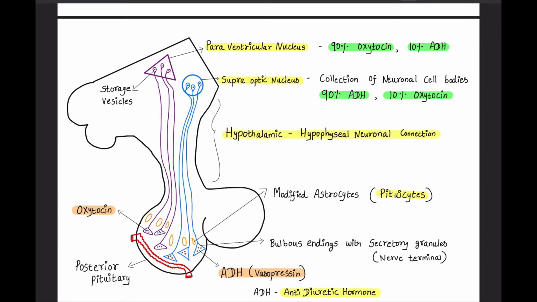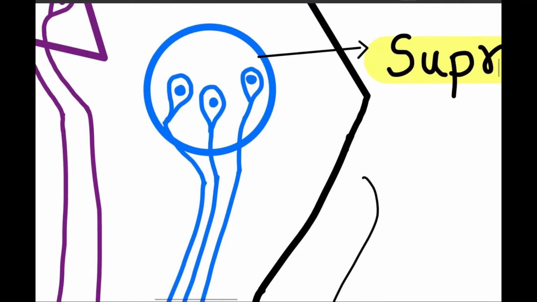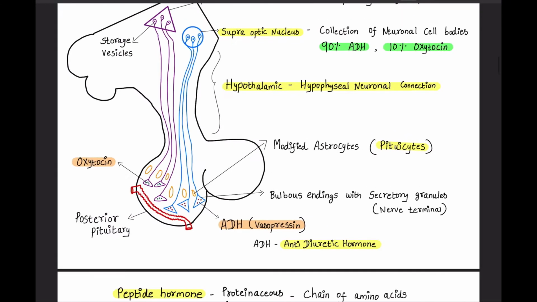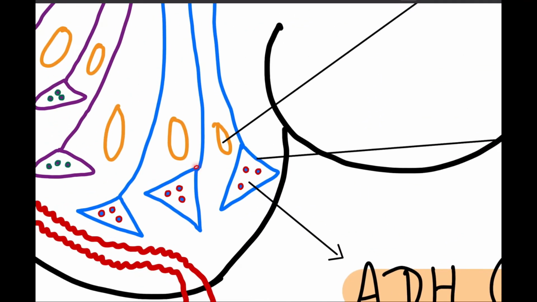So this nucleus, they have the cell bodies, that is the cell bodies of neurons. This is the axon. Inside the cell body you have the respective nucleus of the neuron, and here you have the neuron terminal or bulbous endings of the neurons.